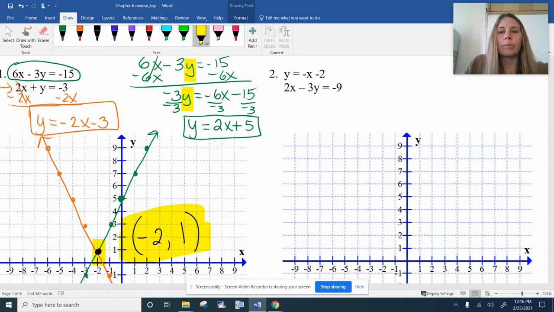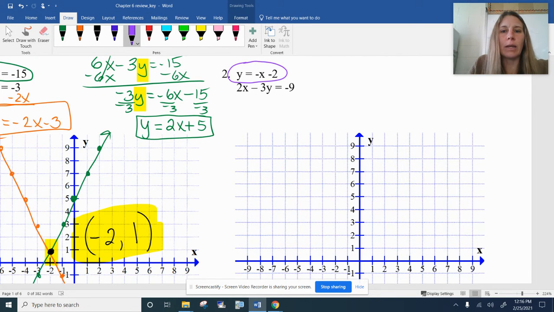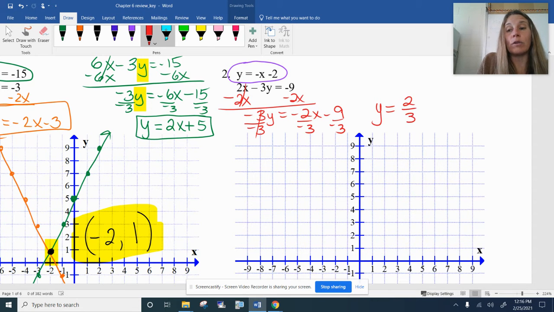Okay, so number 2, the first equation is already nicely set up for us here, y equals negative x minus 2. And I'm going to go ahead and work out this second equation here by getting my y by itself. So I'm going to subtract the 2x to the other side. This gives me negative 3y equals negative 2x minus 9. And then we're going to divide everything by that negative 3, making that equation y equals positive 2/3 x, because the negatives cancel out, plus 3.